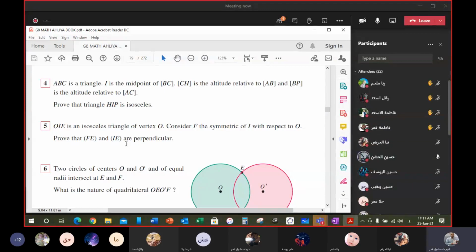Exercise number 5. OLE is an isosceles triangle of vertex O. Consider that the symmetric of with respect to O. Prove that PE and IE are perpendicular. Prove that FE and IE are perpendicular.